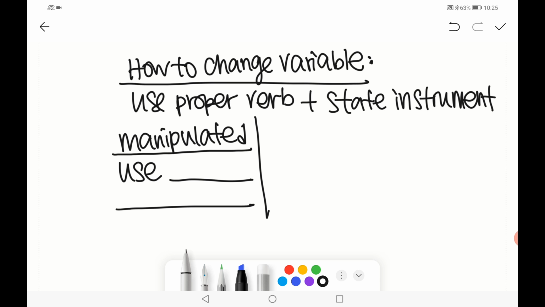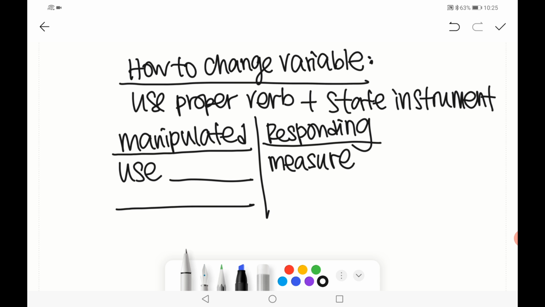The second thing, when you come to the responding variable, you can go for the word "call". Normally when you come to the responding variable, they will ask you what you should do with it. It's better for you to start with these two words. The first word, better you put it as "measure". The second word, you should go along with "record".